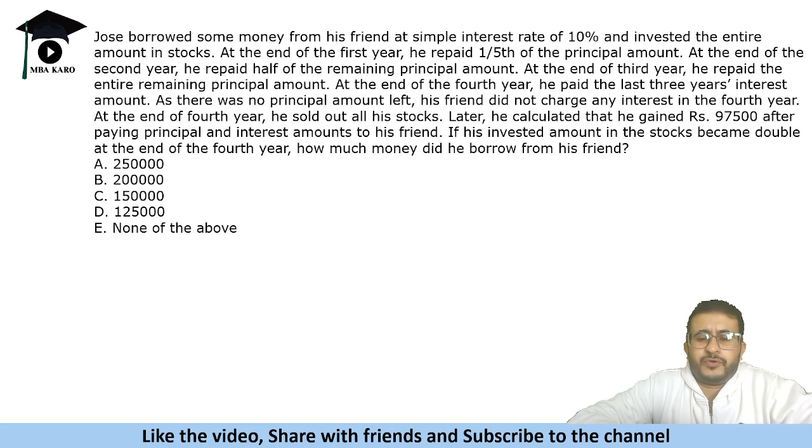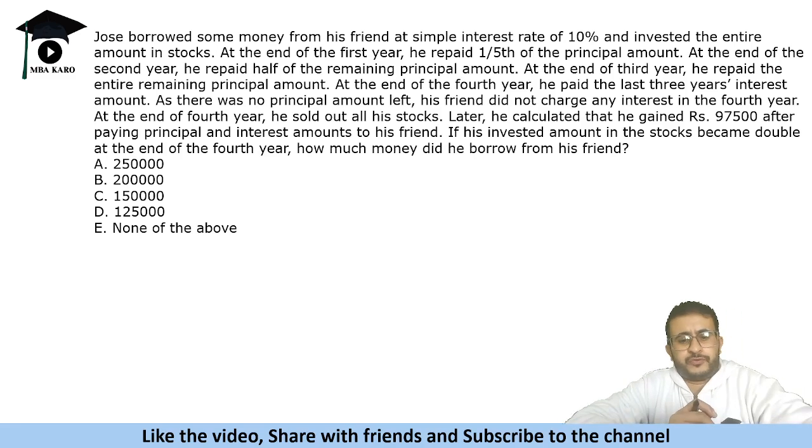At the end of the fourth year, he paid the last 3 years' interest amount. As there was no principal amount left, his friend did not charge any interest in the fourth year. At the end of the fourth year, he sold out all his stocks. Later, he calculated that he gained rupees 97,500 after paying principal and interest amounts to his friend. If his invested amount in the stocks became double at the end of the fourth year, how much money did he borrow from his friend?